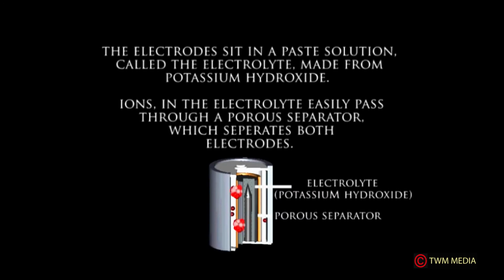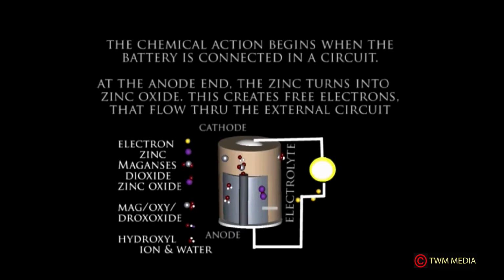The electrode sits in a paste solution called the electrolyte, made from potassium hydroxide. Ions in the electrolyte easily pass through a porous separator, which separates both electrodes. The chemical action begins when the battery is connected in a circuit.